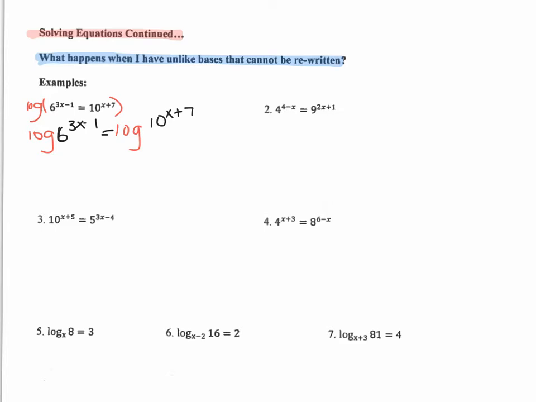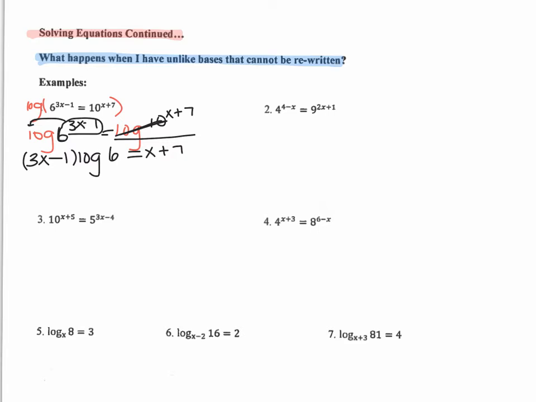So if I look at my left-hand side, log of 6 to the 3x minus 1, whenever I have an exponent, I can bring it down and make it a coefficient. So now I have 3x minus 1 times log of 6. And now if I look at my right side, log base 10 of 10 makes 1. So now I'm left with x plus 7. Sometimes when your bases cannot be rewritten, maybe it's smarter to take log when one of the bases will cancel out. Maybe it makes life a little easier. So now I have 3x minus 1 times log of 6 equals x plus 7.